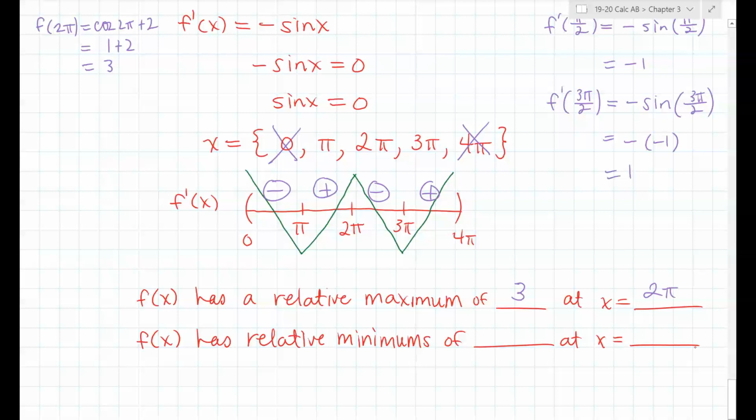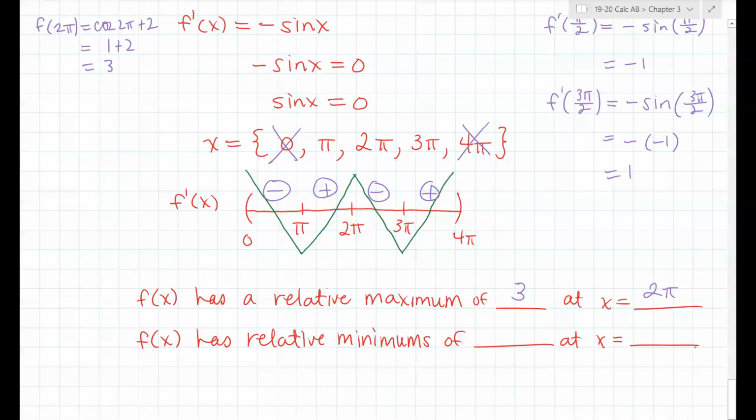You'll notice I didn't write, has a relative minimum of this at x equal to this and has a relative minimum, so I didn't do it twice. I included both of them at the same time because since this is an oscillating function, it's going to reach the same minimum value every time. So since there's two of them, that means they're going to have the same value, right?